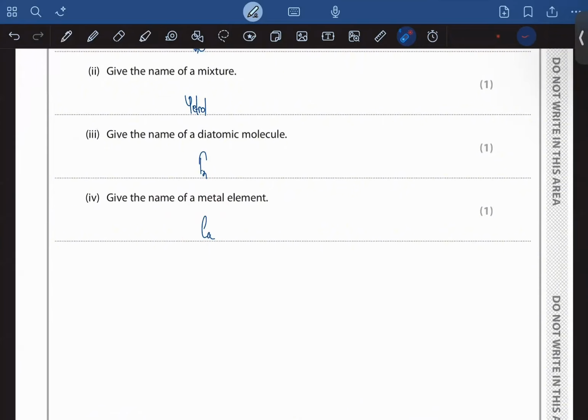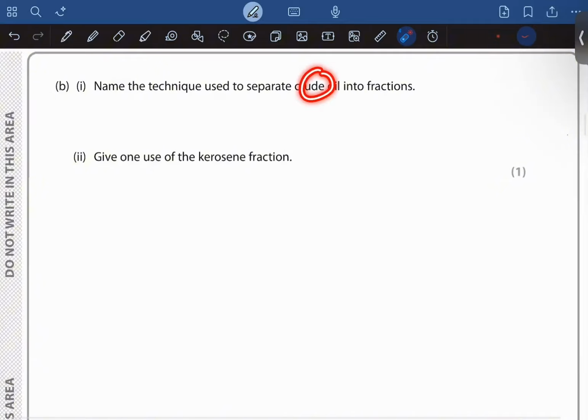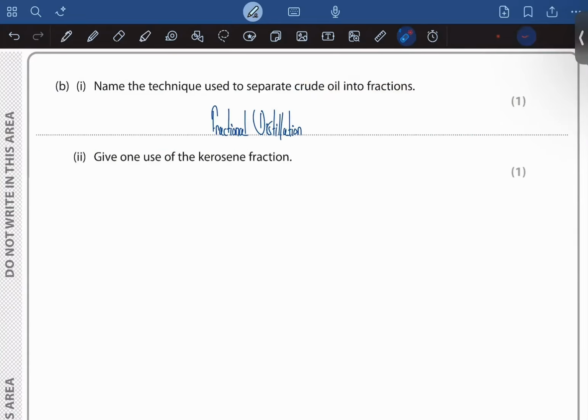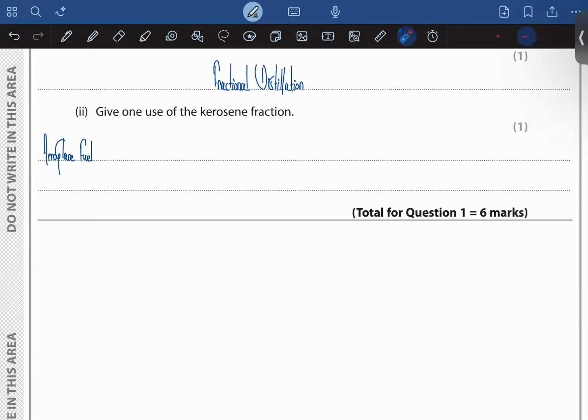Moving on to the next question. Name the technique used to separate crude oil into fractions: fractional distillation. Okay. Now give one use of kerosene fraction. Basically, the kerosene over there is used for aircraft fuel, right? It is used for aircraft or jet fuel or aviation fuel or aeroplane fuel. Anything works. I went with aeroplane fuel. Moving on.